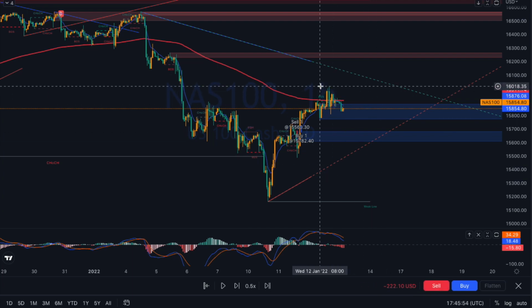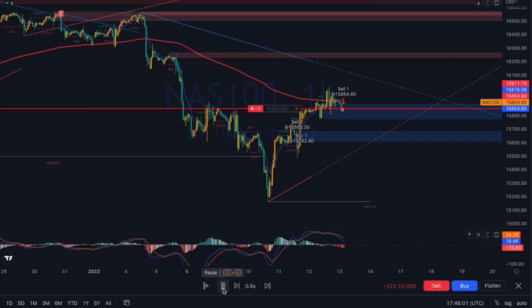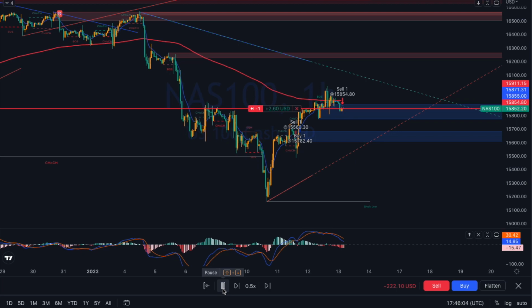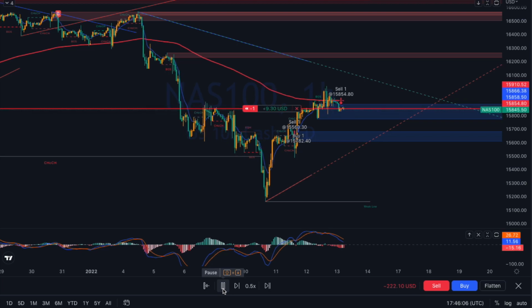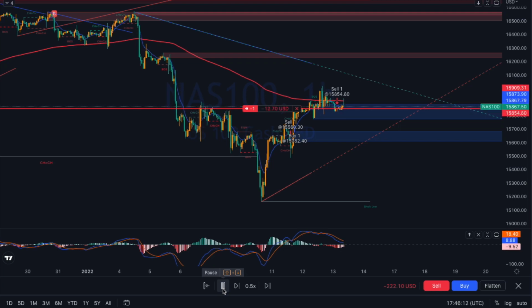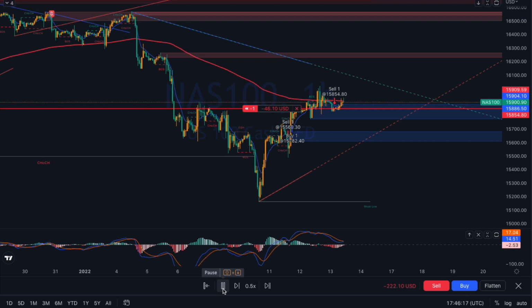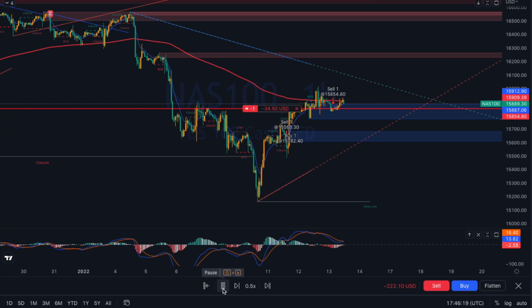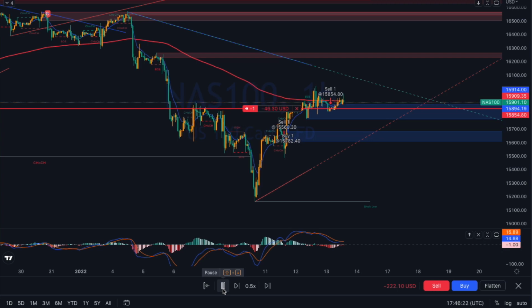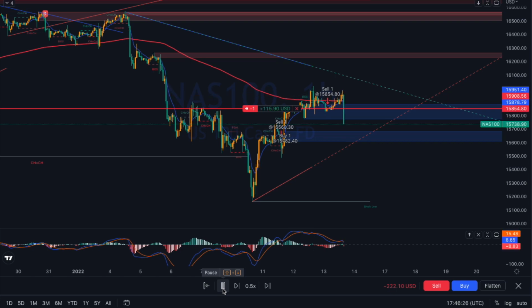My stop is going to be above these wicks, so if it pushes up past it, we're out. Okay, so I put in a sell. Let's see what happens. Okay, fantastic, it's looking good already.